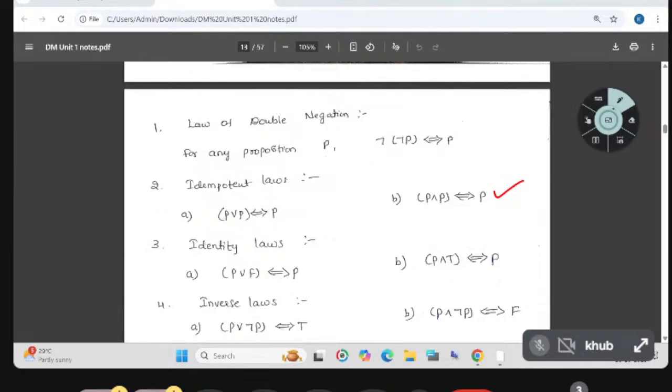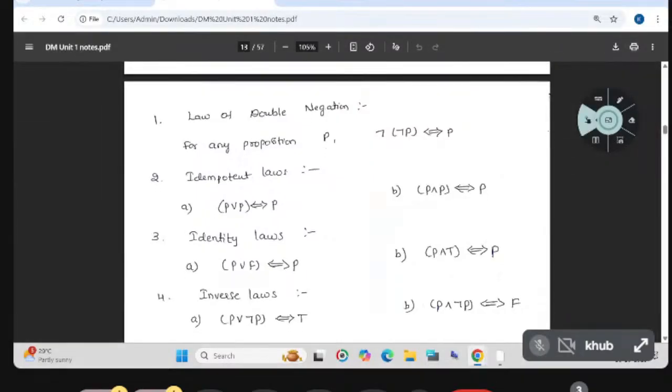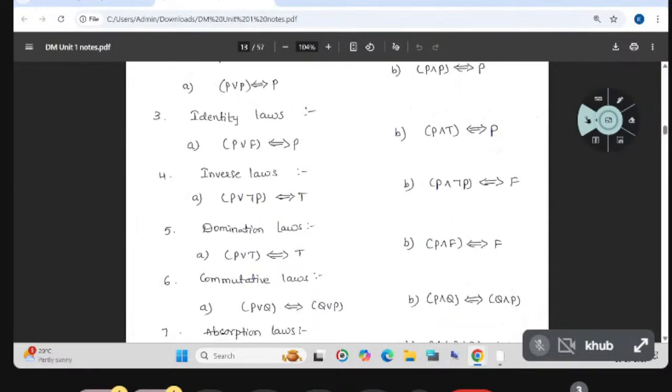Okay. So next is our identity laws, where P or F is equal to P, that is double implies P, P and T is equal to P. Okay. So where you will be having P value and true value, then you are going to go for the cross checking with your values. Okay. So inverse laws indicates P or negation P implies true, that is tautology, previously we have seen, and P and negation P implies F, which we have seen in our previous tables. Okay.